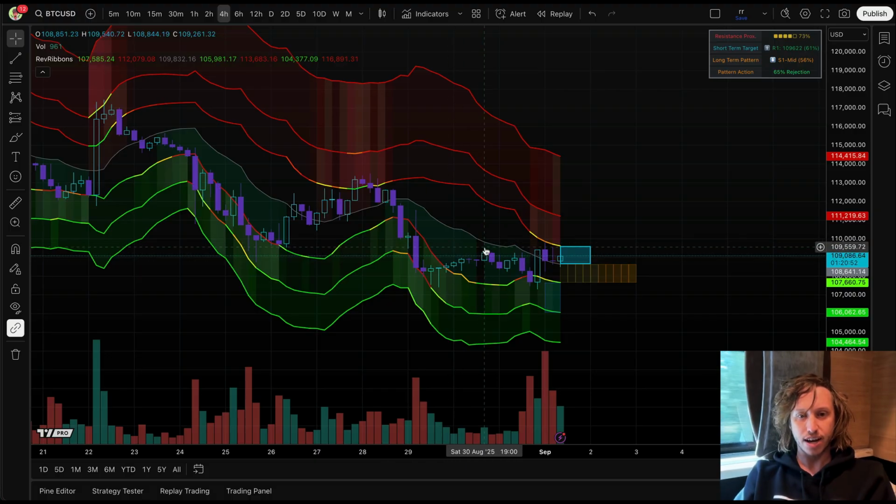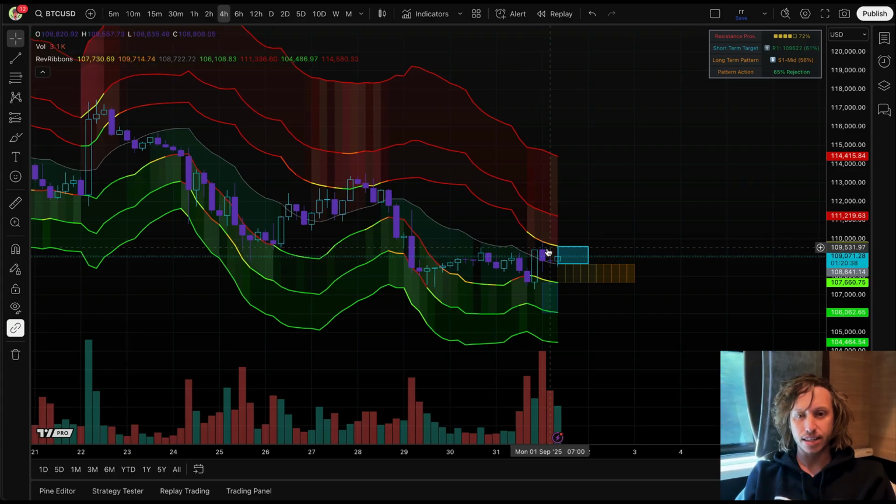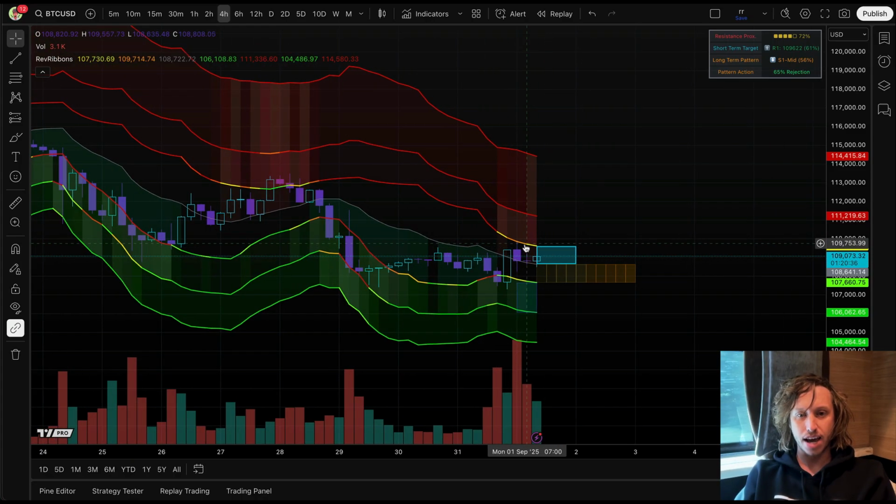Usually when it happens, I look for a test into the midline. Didn't quite get a test into the midline until we dipped down. I had one more close slightly below the ribbon 1 there of support, and then it actually not only hit the midline but hit the resistance band 1, with a very picture perfect touch of that resistance ribbon 1 right there before it came back down again to the midline.